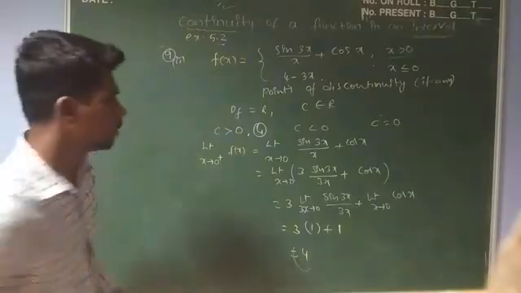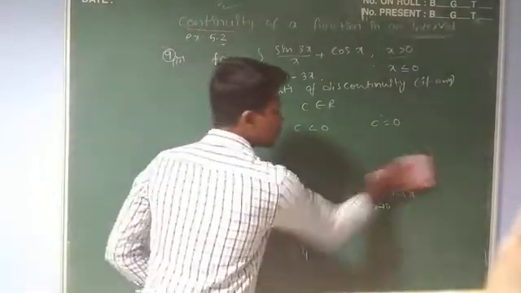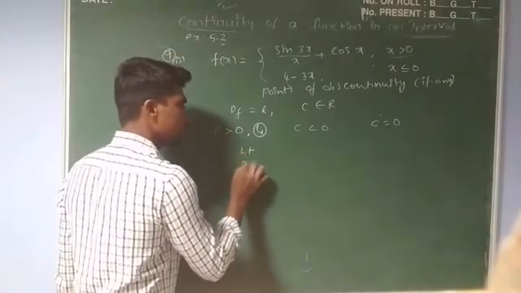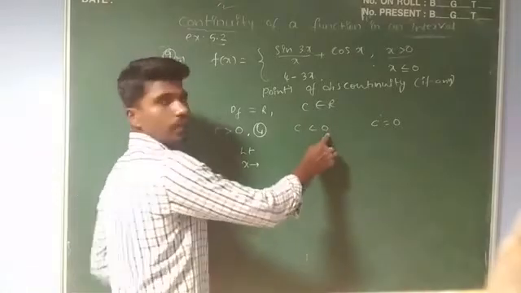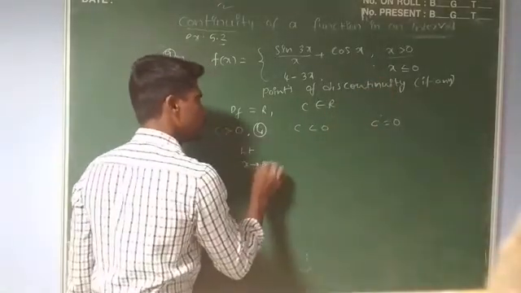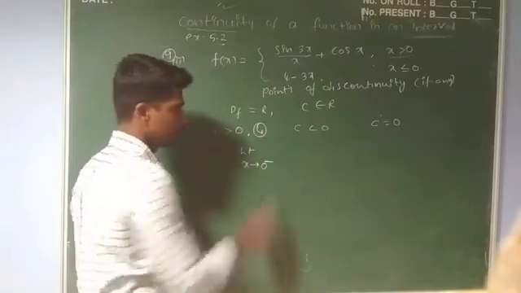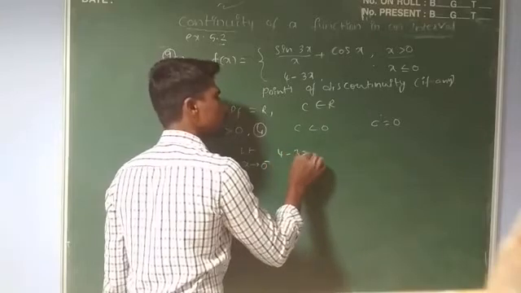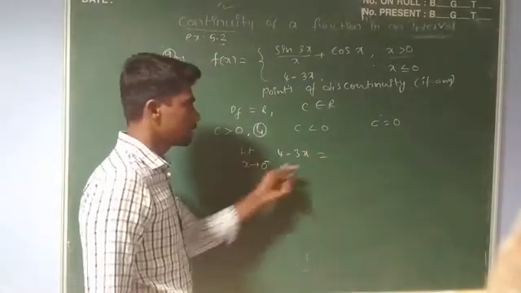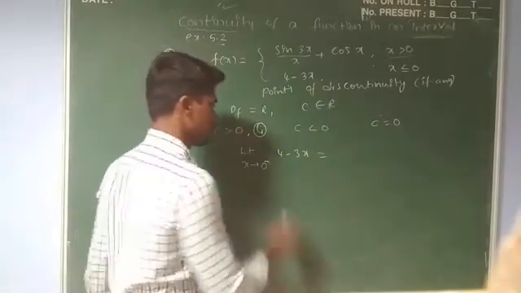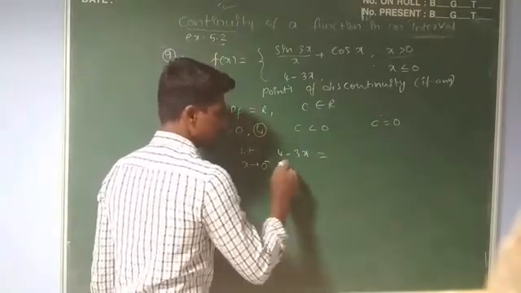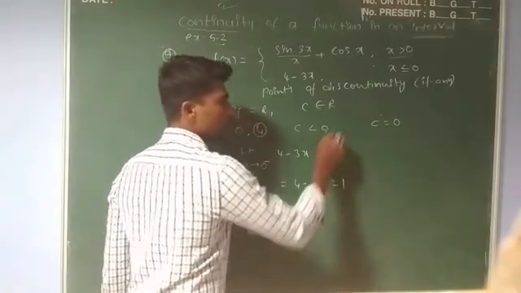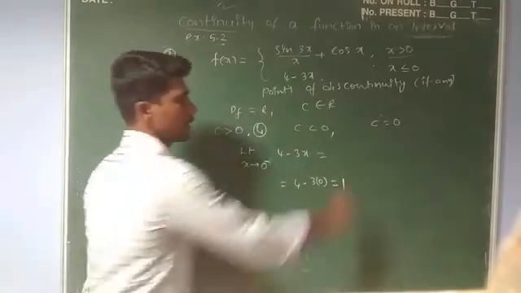Now I'll find out for c less than 0. For c less than 0, it's a negative number, so I take the limit x tending to 0 minus, where the function is 4 minus 3x. To simplify it, 4 minus 3 into 0, which is equal to 1. So for c less than 0, I got 1.